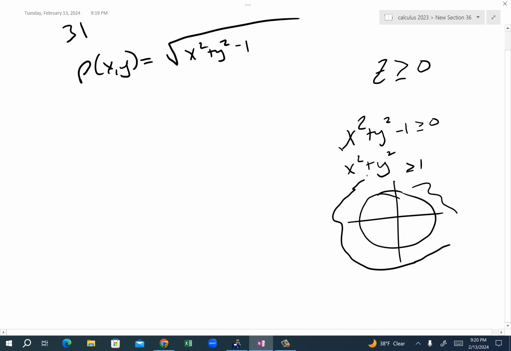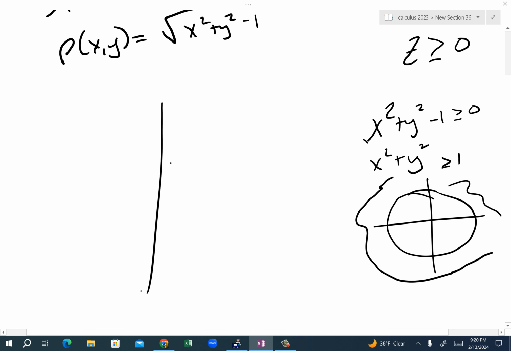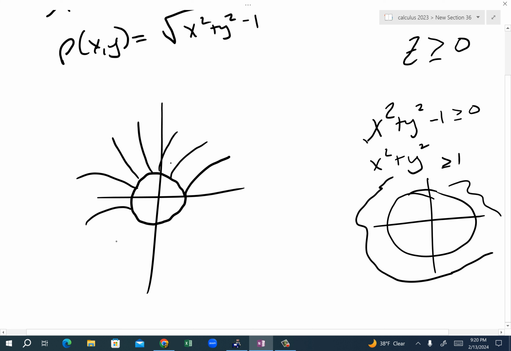And then what's going to happen to this thing? Well, the square root function looks like this, right, if you were to graph it. The square root of x minus 1 looks like this, right? And then based on the fact that we know it's a circle here, what we should have is the square root function kind of doing this out from there all the way around. If that makes sense, okay?